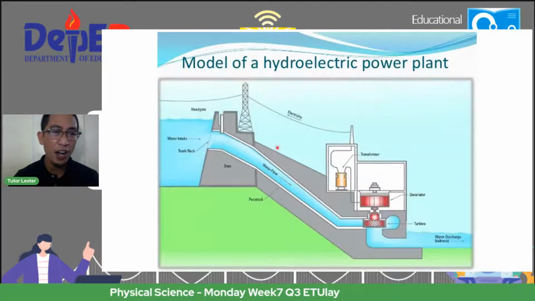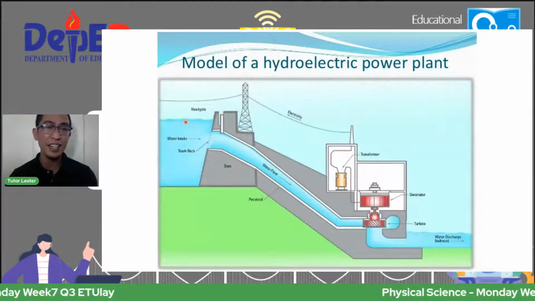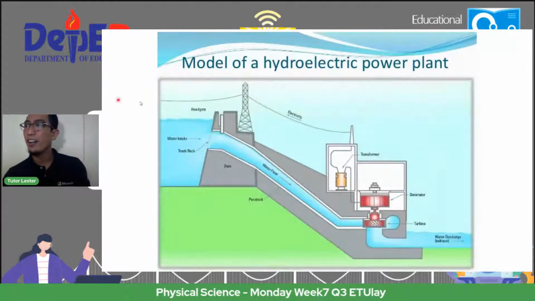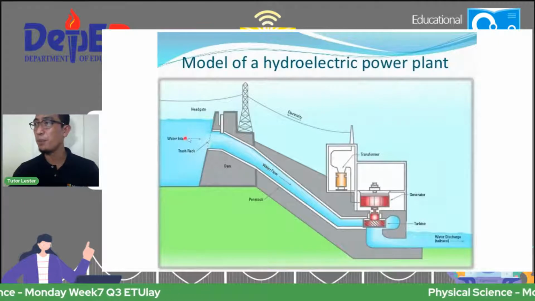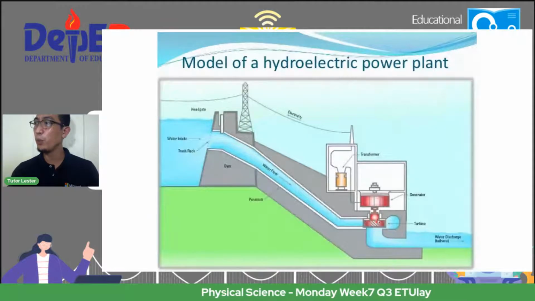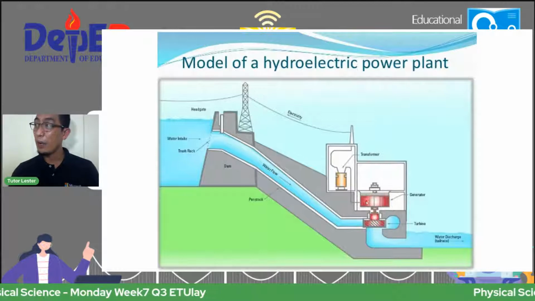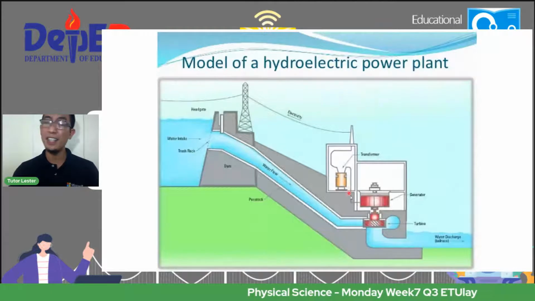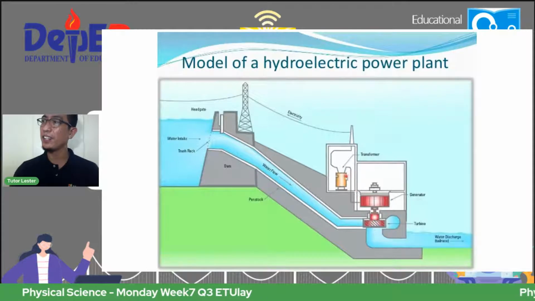Okay, so ito po yung illustration that discusses in detail how electricity is generated in a hydroelectric power plant. All right, so this is the water flow. Ang lakas po ng water flow will turn this turbine, in which this turbine will turn the generator. And when this generator turns, electricity is produced, which is then stepped up by a transformer.